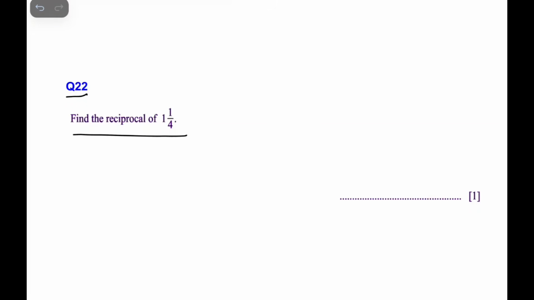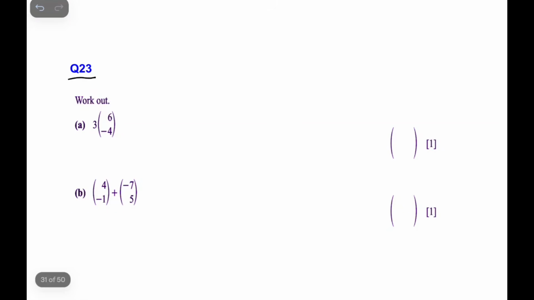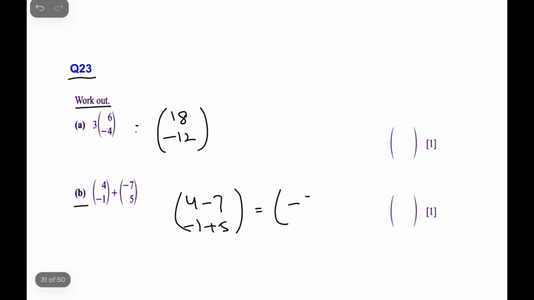Question number 22. Find the reciprocal of 1 by 4. Now this can be written as 5 upon 4. So its reciprocal will be 4 upon 5. Question number 23. Work out. Now this can be written as 3 times 6 is 18. 3 times minus 4 is minus 12. Now b part, this will be 4 minus 7 and minus 1 plus 5. That gives minus 3 and 4 as answer.